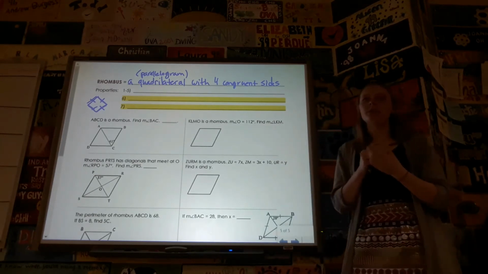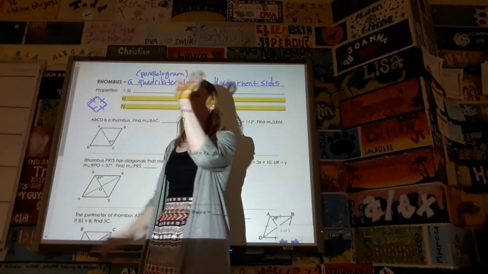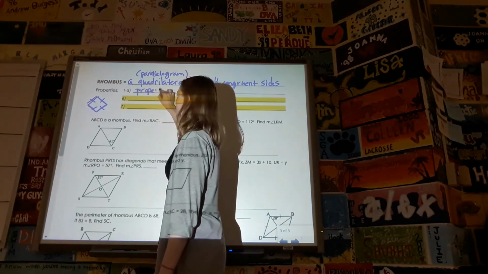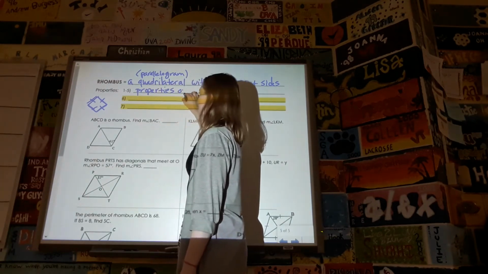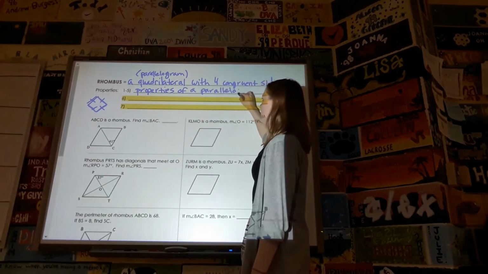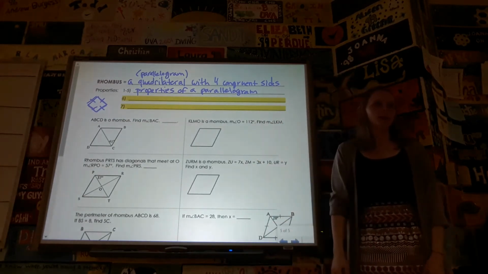Now, because a rhombus is a parallelogram, everything that we talked about for parallelogram is still true. So instead of writing it again, just like we did on the first page, I'm just going to write down properties of a parallelogram. You guys need to reference those again. You have them on the previous page as well as the first lesson, or sorry, the second lesson.